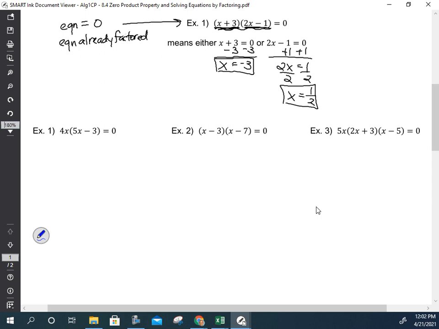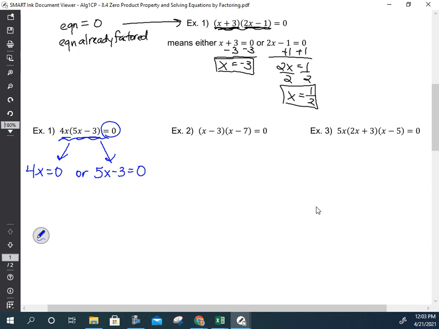So, you have 4x parentheses 5x minus 3 equals 0. So remember, the equation has to be equal to 0. The equation has to already be factored before I can split it apart. So is it equal to 0? Absolutely. Is it already factored? Absolutely. So that means I can split it apart. So 4x equals 0, or 5x minus 3 equals 0.